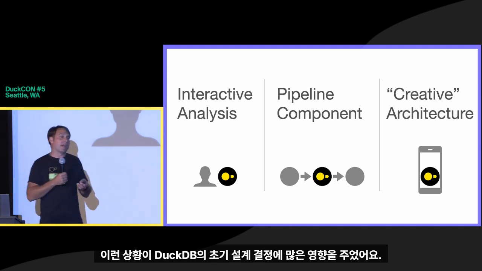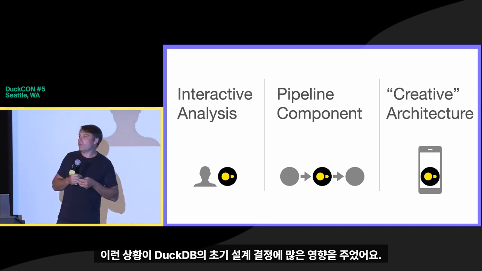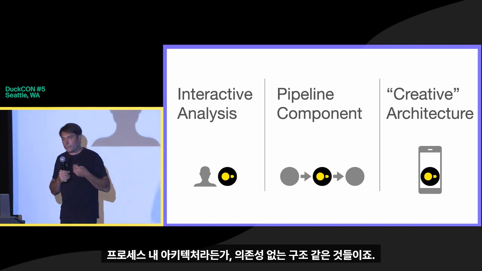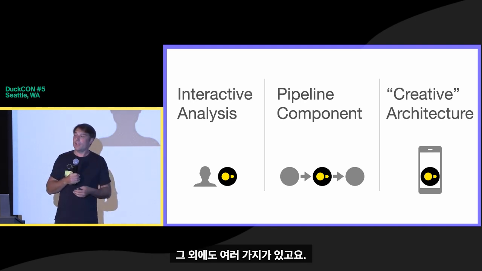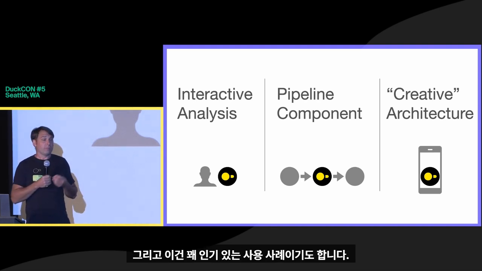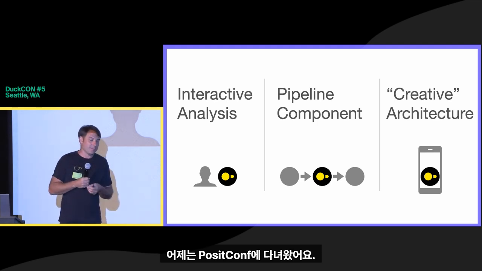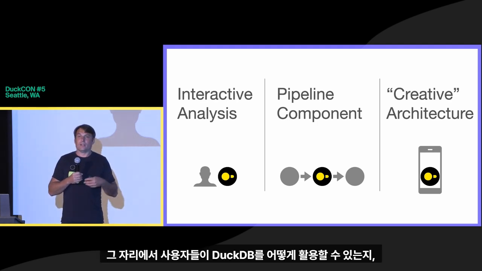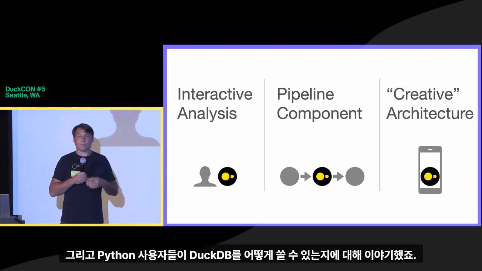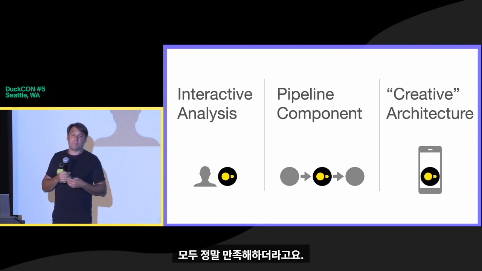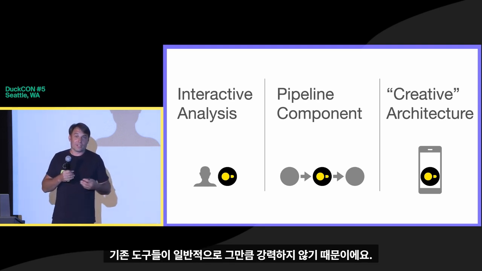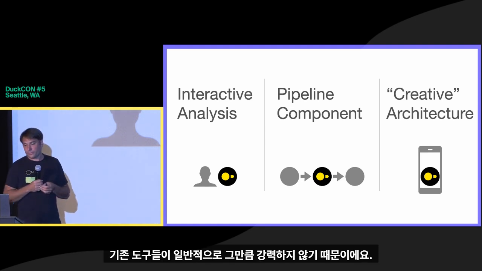That inspired a lot of the early design decisions for the in-process architecture, for the zero dependencies, and so on and so forth. And it's quite a popular use case. Yesterday I was at the POSITConf and talked about how R users can use DuckDB and Python users can use DuckDB, and they're really happy because the tools are generally not as capable.